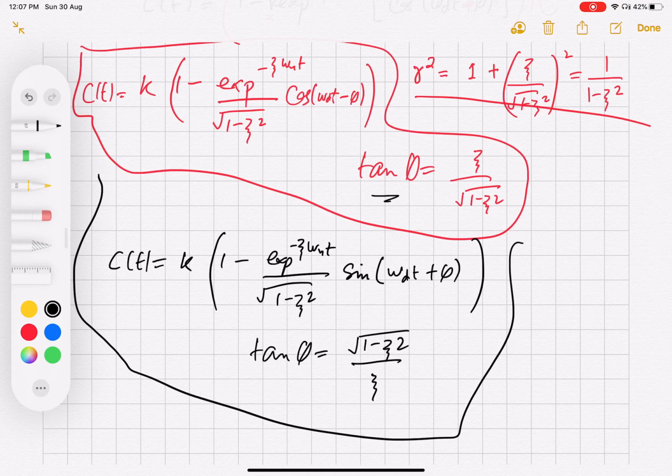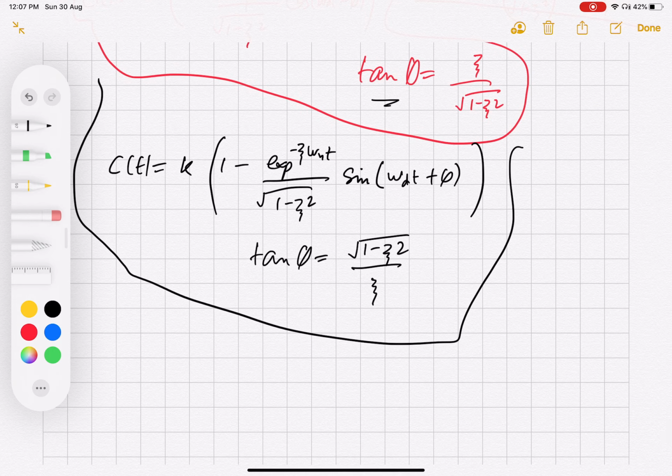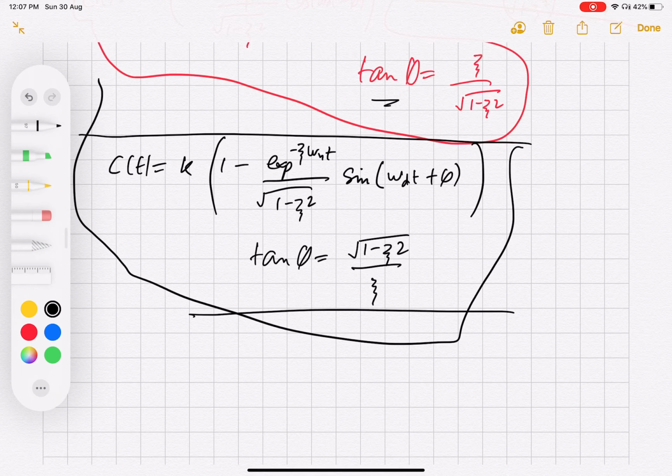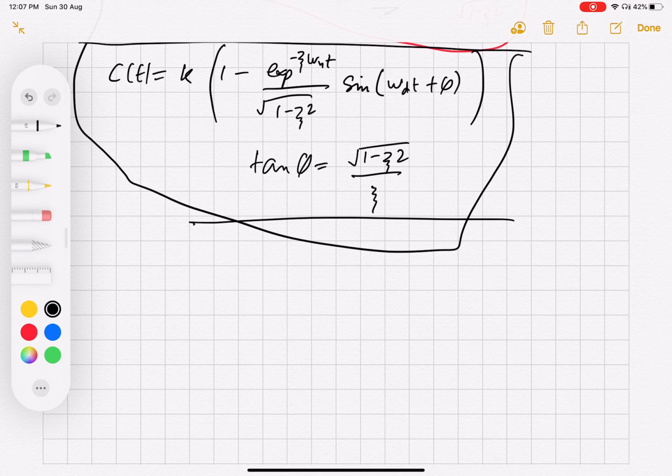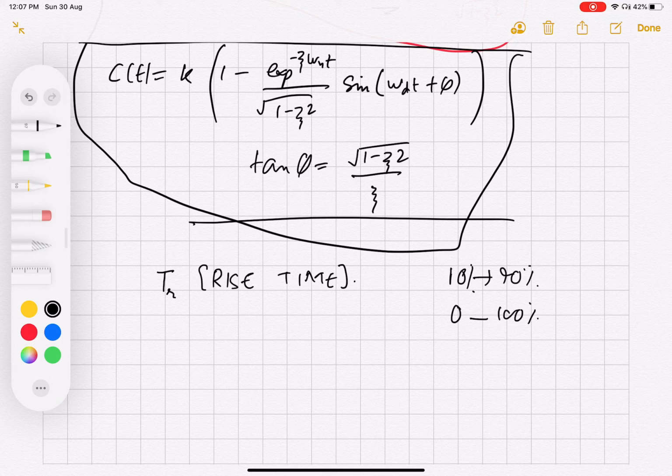Why I derived this was because our expression for rise time is actually derived using this expression here. So how is it derived? Basically you have definitions for the rise time, if you remember. So rise time, what is the analytical expression? We have two definitions for rise time. One is the 10 to 90% definition. The other is the 0 to 100% definition. Now we'll derive the expression for the 0 to 100% definition of the rise time using this expression.